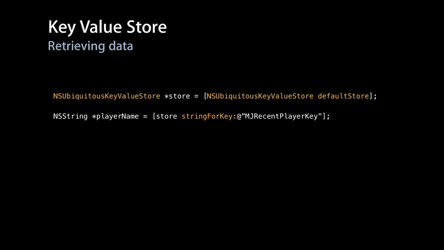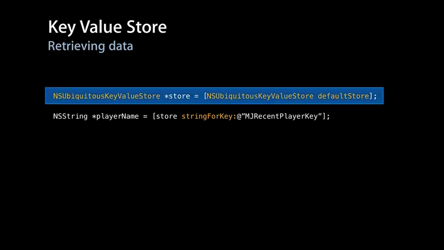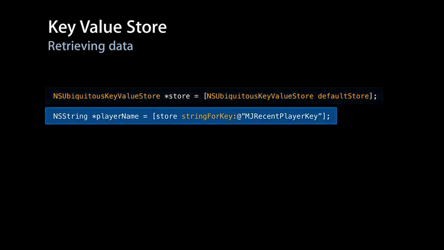When it comes to retrieving data, that's also really straightforward. Again, we ask for the default store, just like we always do, and then we simply call string for key and pass in the key that we used to previously store this item. This is going to reach into the key value store and grab the most up-to-date information that's available.